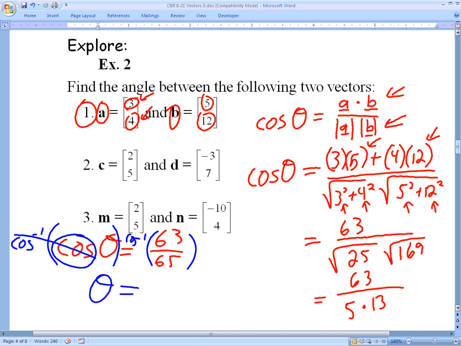Inverse cosine of 63 divided by 65 gives us a relatively small angle of 14.3 approximately, if we round to 3 significant figures. And that would, again, be degrees. So that's the idea. It combines a lot of things that we've seen throughout this chapter. Defining the vectors, using the new dot product here, doing some magnitude work, and then going all the way back to last year with trig and things like that.